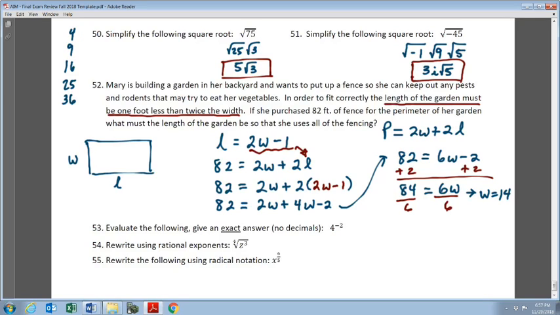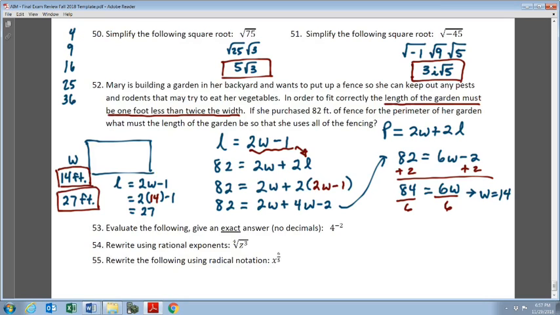Now we were asked to find the length. Well, the length is just twice the width minus 1, so let's go ahead and plug in 14 for the width. That'll be 28 minus 1, which is 27. So 27 feet is our length, which is actually what we were asked to find. I usually just answer or give both, but the 27 is what they really wanted here.